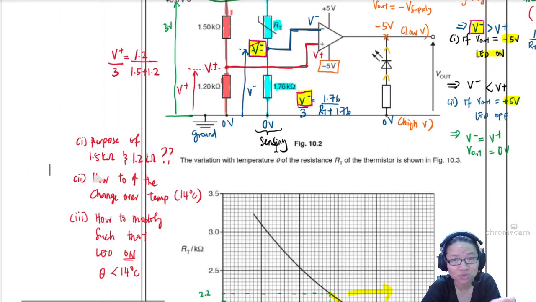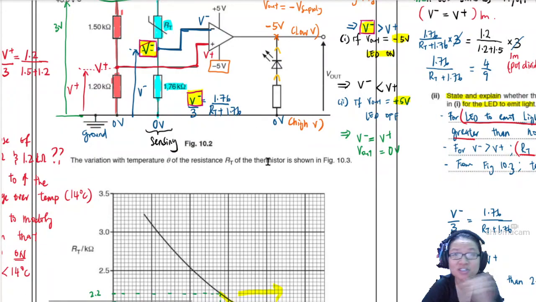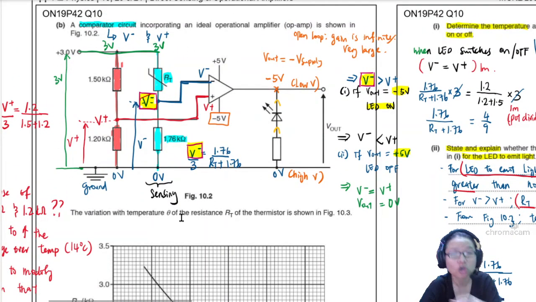What are the changes that you can do so that this one turns on at a different temperature? What to change in the circuit? You are not given extra components. The number of components is the same. These are the same components, but what can you do to change them? All right, so I will leave that to you. There are actually quite a few answers to that question.